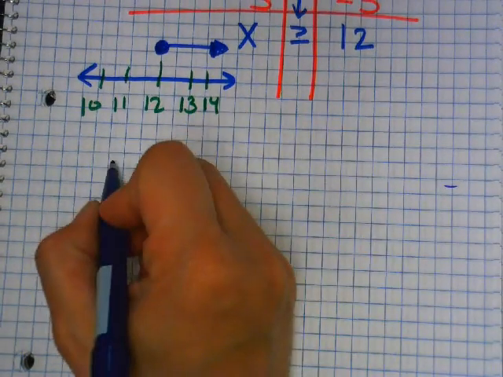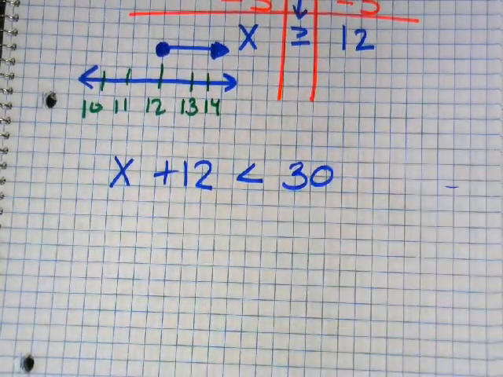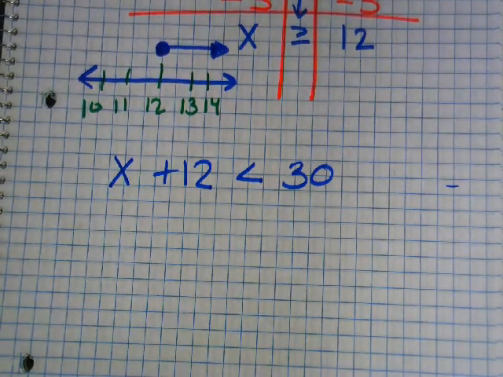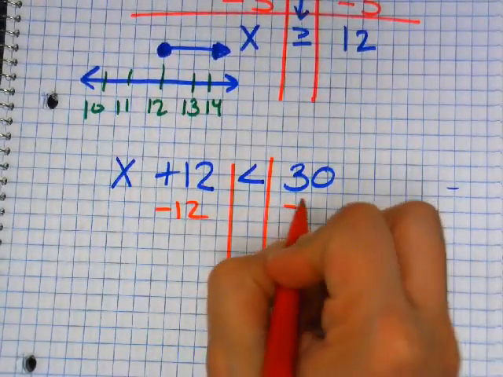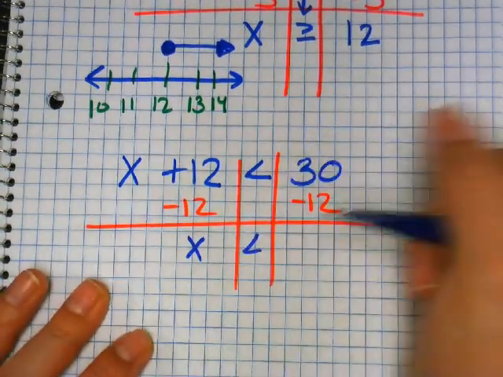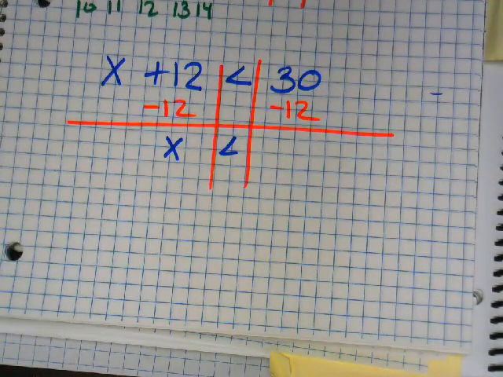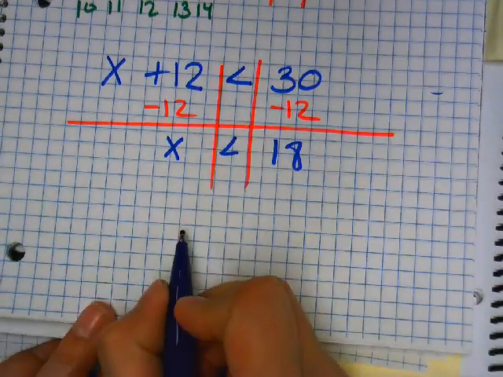All right. X plus 12 is less than 30. So x plus 12 is less than 30. Okay, so I have to do its opposite. So what's the opposite of plus 12? Minus 12, minus 12. X is less than, what's 30 minus 12? 18. So we graph it.